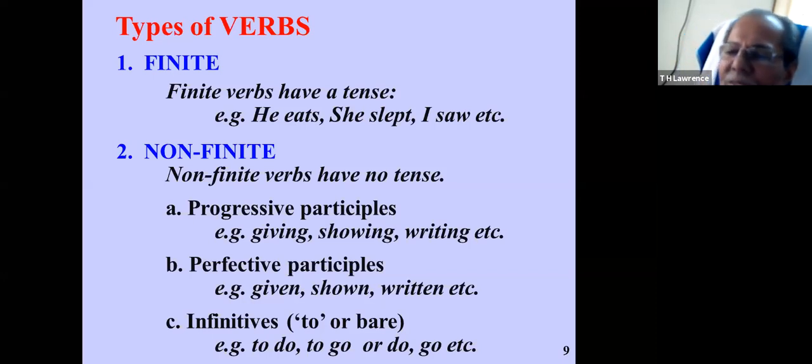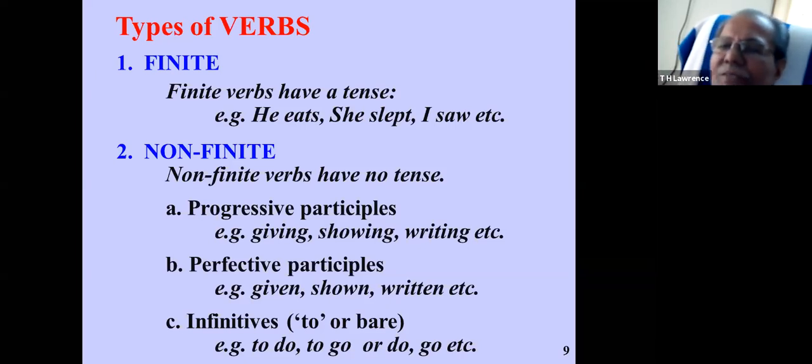They are perfective participles. And the last one is infinitives, that is with to or without to. Without to, we call them bare infinitives. So here: to do, to go, or do, go, etc. When we classify verbs in terms of tense, we have two types of verbs: finite and non-finite.